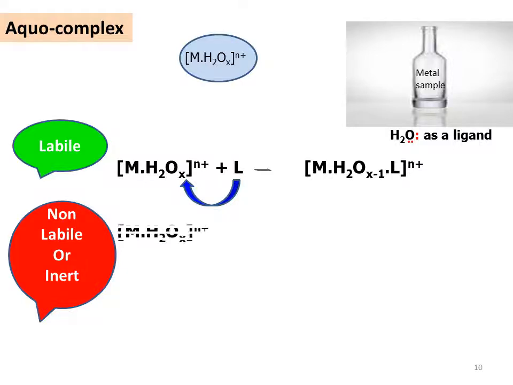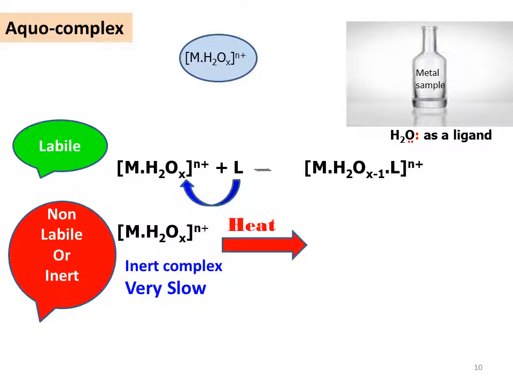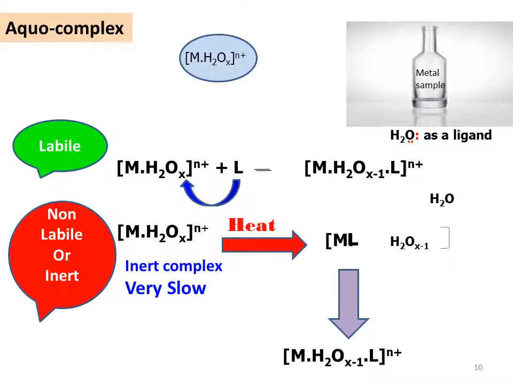However, non-labile or inert aqua complexes are very slow to be replaced. Here the ligand has some difficulty replacing the water molecules, and it needs heating, sometimes vigorous shaking, just to be replaced. In that case, we call it a non-labile or inert aqua complex.